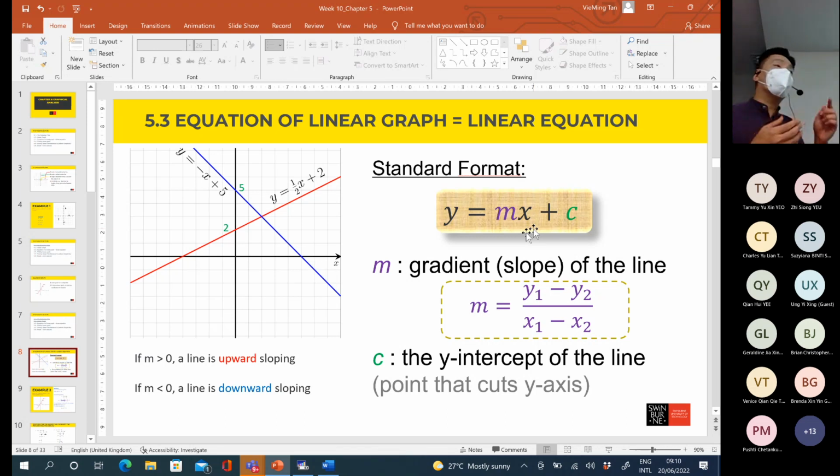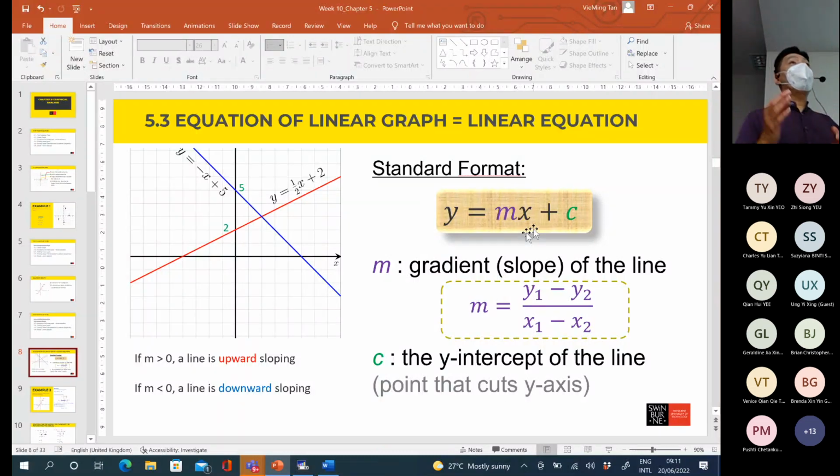So what is the formula to calculate the gradient or slope? There is a formula for a linear equation. The formula is equal to the first y value from your first coordinate point minus the second y value of your second point, divided by the first x coordinate minus the second x coordinate. Then your n value can be a negative number, 0, or a positive number.